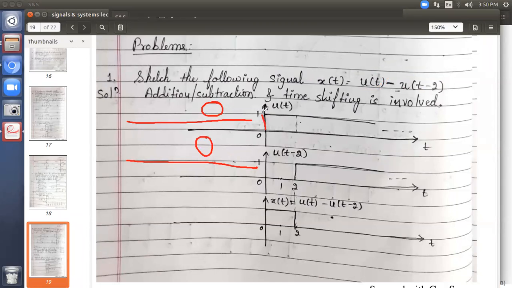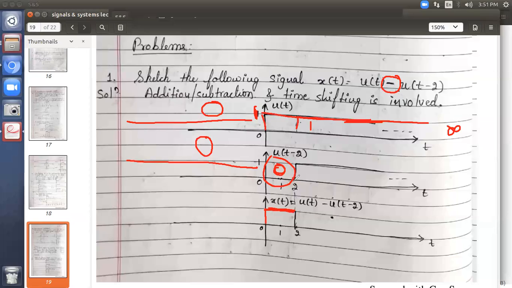If you observe, after 0, the amplitude is 1. But you check here between 0 to 2, still you don't have any amplitude. It is 0 only. So you have to perform subtraction. 1 minus 0, you will get 1 only. Only till 2, you will get 1. And after this, observe the amplitude, still it is infinite. It is up to infinity, the amplitude is 1. So here it is 1.